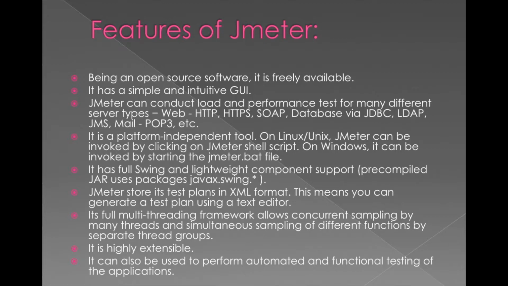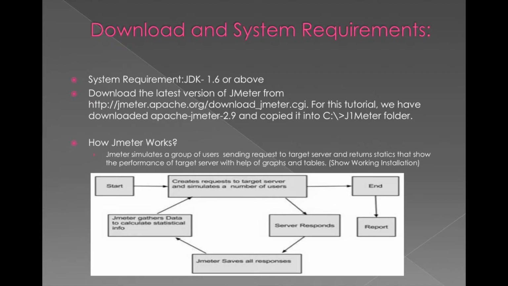It can also be used to perform automated and functional testing. As I said earlier, this software can also be used as a regression testing suite. The download and system requirements are basically that you should have JDK 1.6 or above on your machine, and the latest version of Jmeter from this URL which is listed here. Download whatever is the latest version available there. Currently 3.2 is the latest one, and I have 2.9 on my machine, but they work similarly.